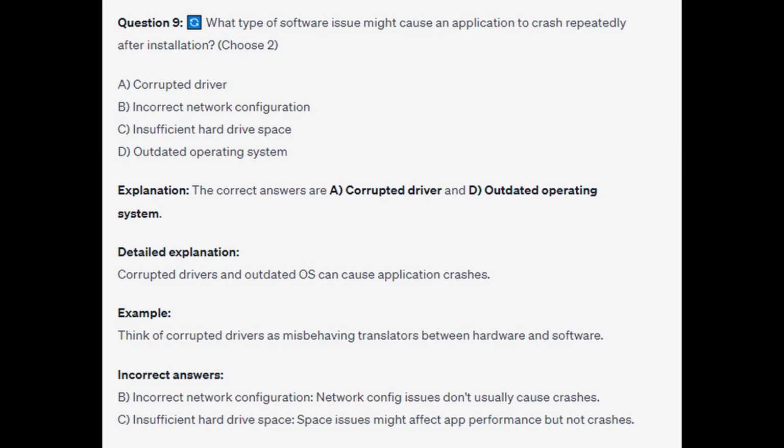And the correct answers are A and D. Corrupted driver and outdated operating system. Corrupted drivers and outdated OS can cause application crashes. Think of corrupted drivers as misbehaving translators between hardware and software. And now for the incorrect answers. Incorrect network configuration: network config issues don't usually cause crashes. And insufficient hard drive space: space issues might affect app performance but not crashes.